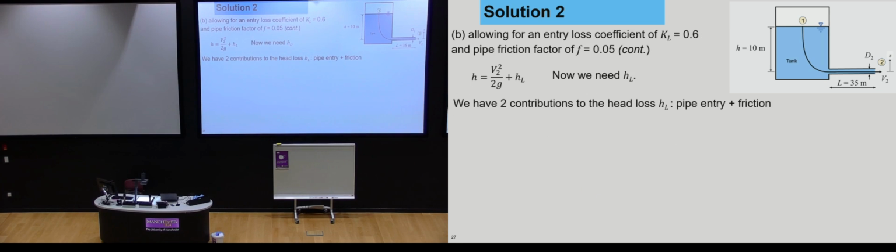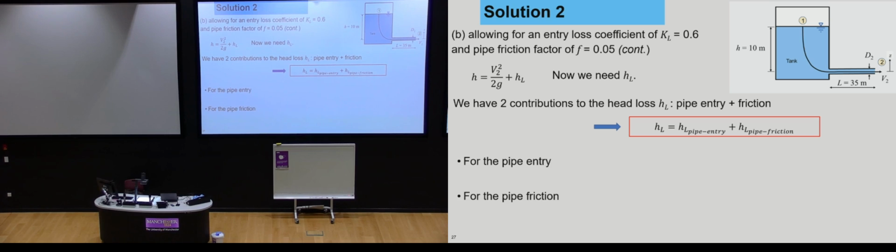So we have a loss coefficient of 0.6 and a friction factor of 0.05. We have two contributions to that energy loss, or the head loss. We've got pipe entry, and we have friction. Okay? So we can say that this term, HL, the head loss, is equal to the head loss of pipe entry plus the head loss of pipe friction. So we're going to combine those two together, just as we saw for that pipe network, except we've only got one term in that summation.